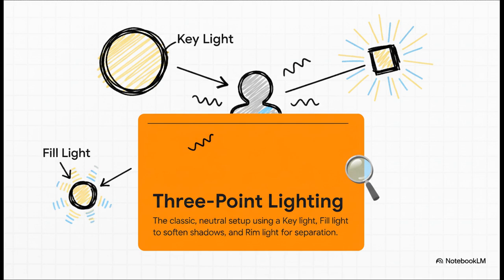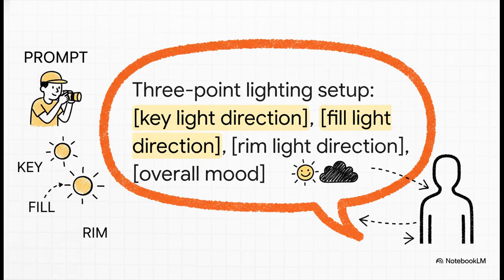This is your go-to for a clean, professional, and pretty neutral look. You've got your key light, which is your main source of light. Then you have a fill light, which just softens any of those harsh shadows. And finally, a rim light, which adds this really subtle outline that helps pop your subject out from the background. And prompting for this is surprisingly straightforward. You just have to describe the components. You tell the AI where the key light is coming from, where the fill light is, where the rim light is, and then, this is key, you specify the overall mood you're going for. It's kind of like being your own virtual director of photography.